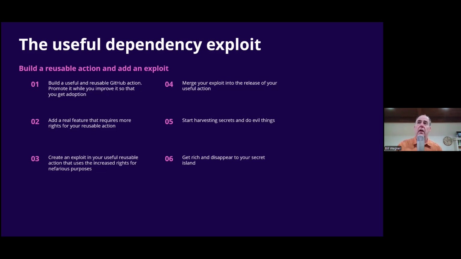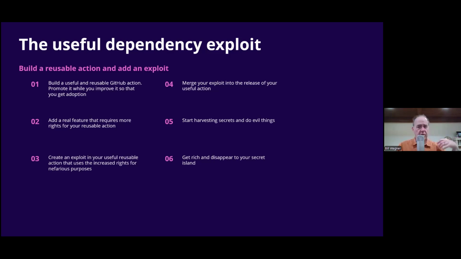Now, what would I want to do if I wanted to leverage that marketplace to be evil? Well, the first thing I'd do is build a useful and reusable GitHub action. I'm going to promote it while I keep improving it so that I get adoption on it. Here's some cool stuff. Go ahead and use it in your repo if you find it useful. Now I'm going to add a real feature to this. And I'm going to say, this new feature is really cool, but I do need more rights to your repository. You've trusted me with read rights and some other things. Now I'm going to need to write. So you should be able to grant me those rights.